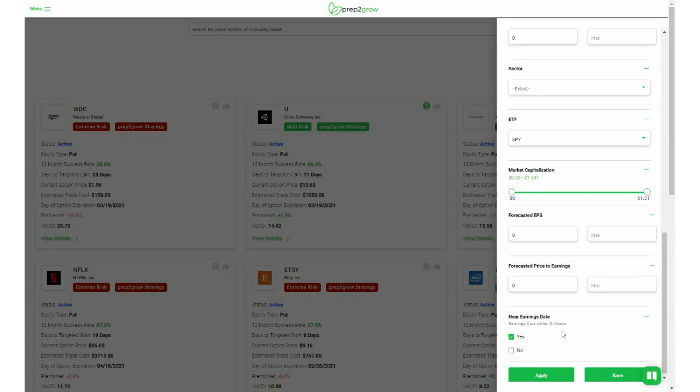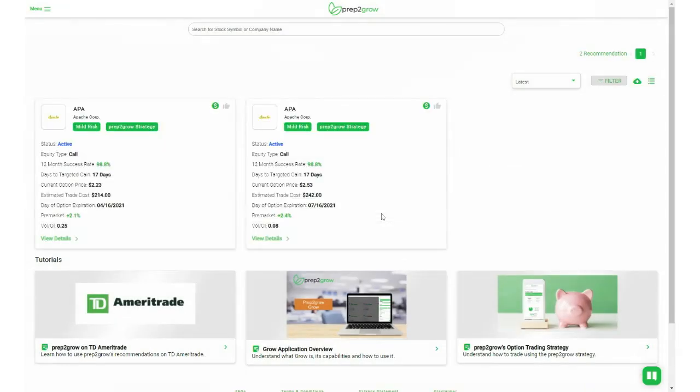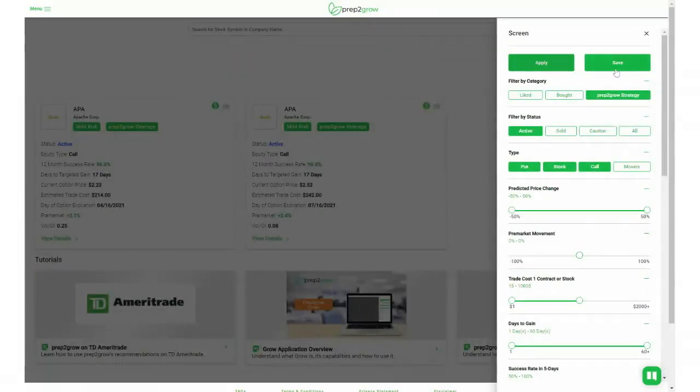The Preptogo strategy generally for earnings is we always sell before the company earns, because you never know what some CEO or CFO is going to say with an earnings announcement. So it looks like there's only two that fit the Preptogo strategy announcing in the next 3 weeks, and this is Apache. And then from there, I can save my screen.